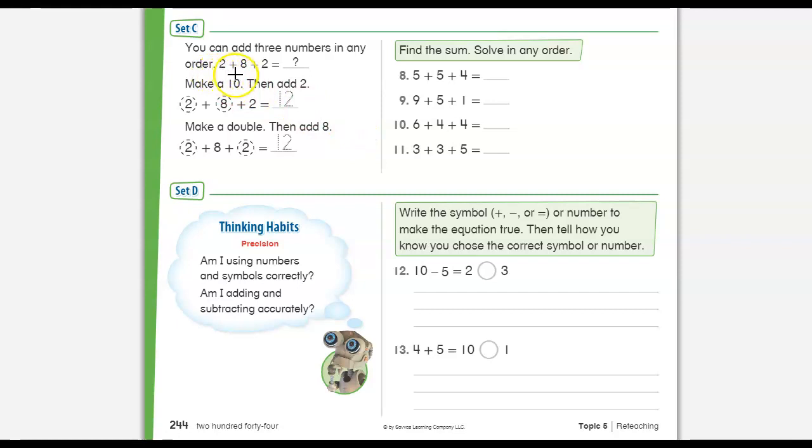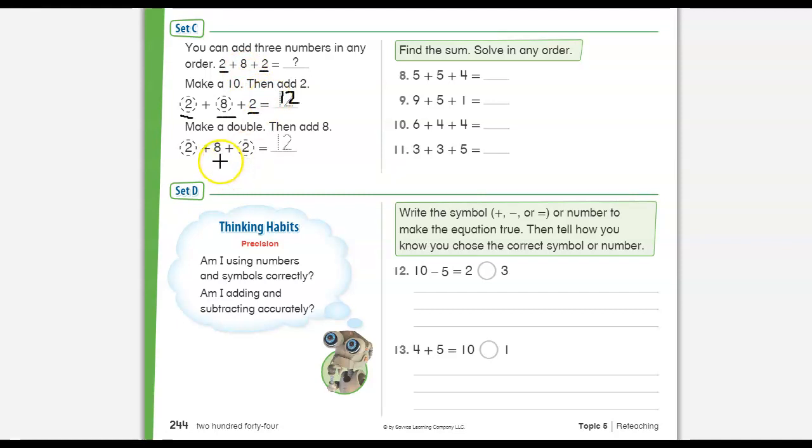We had 2 plus 8 plus 2. Now when you're adding 3 numbers, the first 2 numbers that you choose to add are completely up to you. It looks like in our example, they chose to add together the 2 and the 8 to make a 10. Then they added 2 more and they got 12. So this is how the example did it. But if you wanted to add, let's say, 2 plus 2 and get 4, then do 4 plus 8, you would still get the same answer.